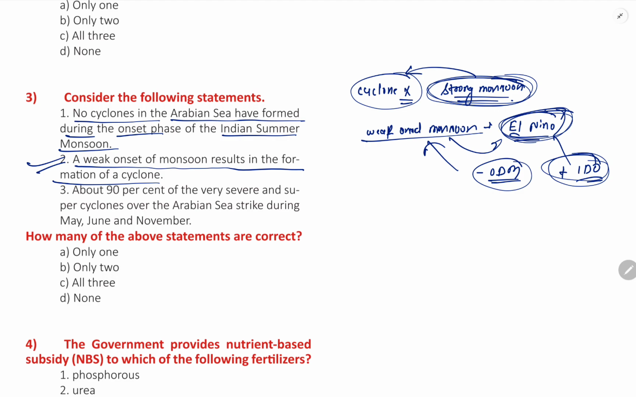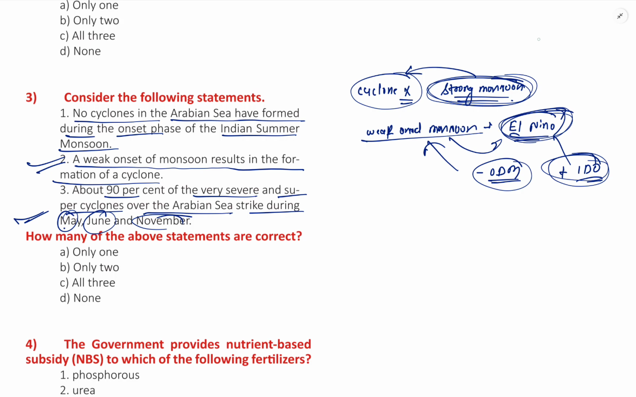The third statement says that about 90% of very severe and super cyclones over the Arabian Sea strike during May, June and November. Now this statement is correct, because near about 70% of the tropical cyclones and 90% of the very severe super cyclones over the Arabian Sea strike during May, June and November. So this statement you should know.